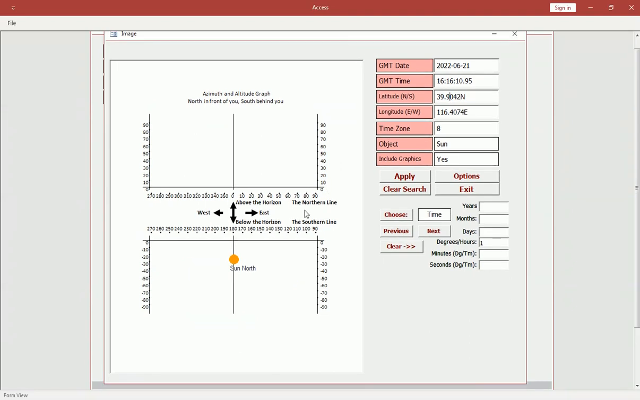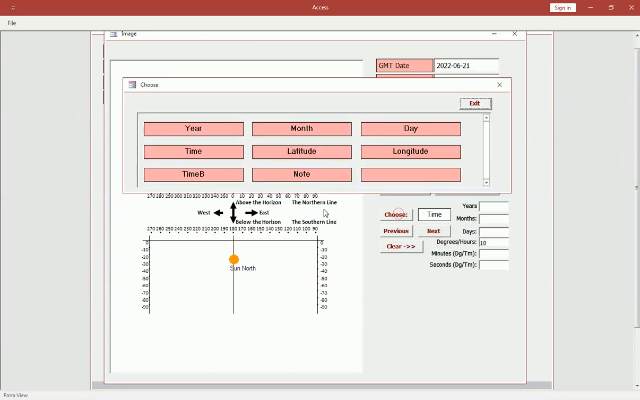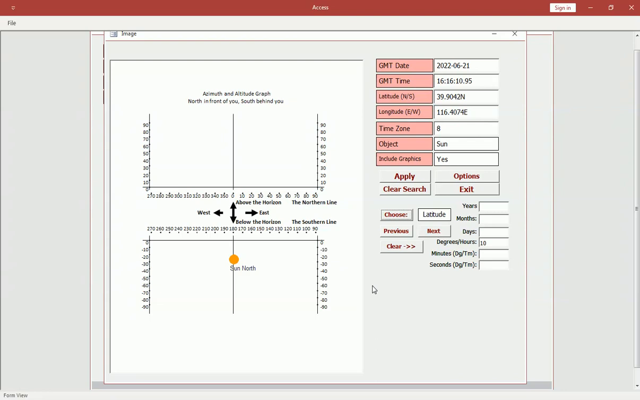Let's do now something interesting. Let's add 10 degrees to the latitude of this location. Let's put 0 here and let's point to latitude. This is Beijing in China. This is the location of Beijing. Now what we are going to do, we are going to add another 10 degrees to the latitude. So we are going north of this city. Now notice what's happened to the sun at midnight.